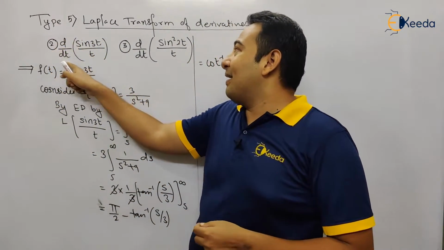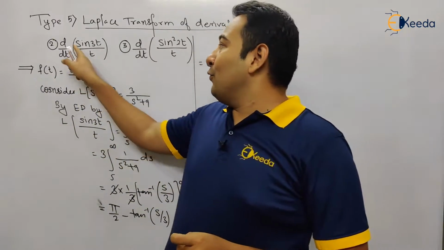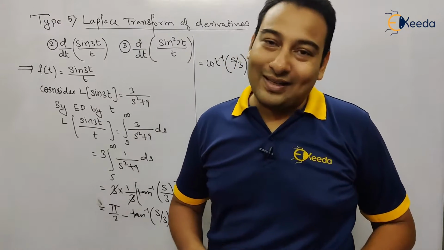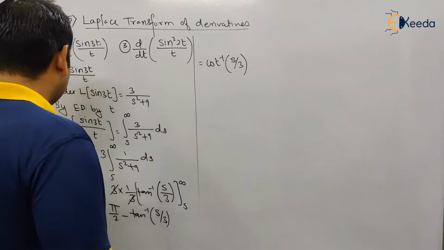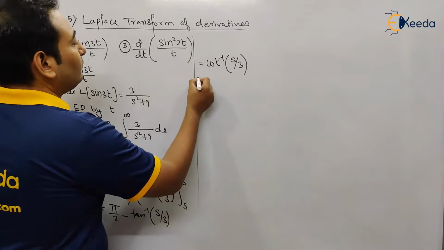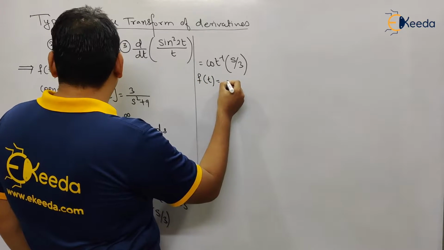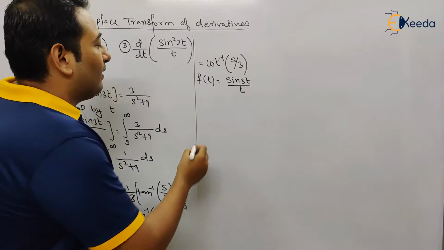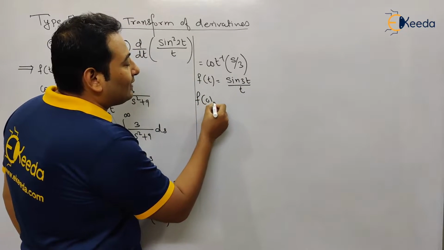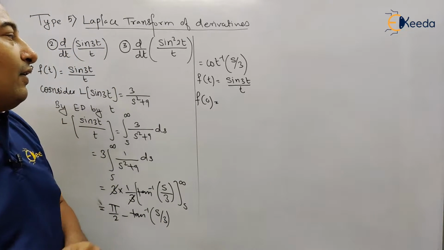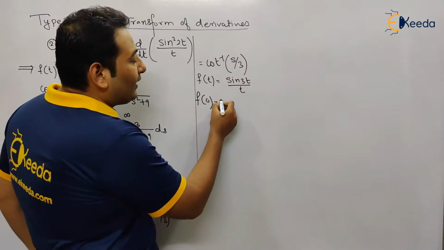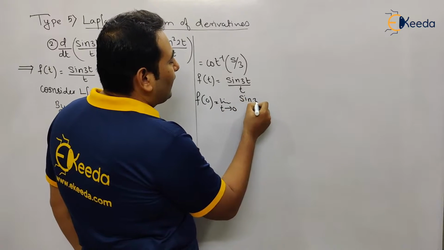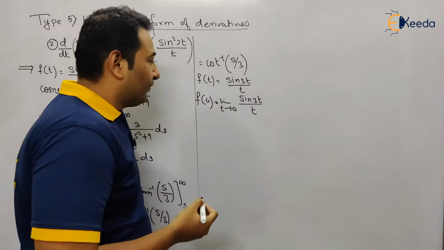Now we're going to apply Laplace transform of derivatives. And we know that for finding the Laplace transform of derivatives, we need a term that is f of 0. So let us find out that term. f of t is sine 3t upon t. We need to find out f of 0 as discussed in the last video. Finding f of 0 means we are going to take the limit, so limit t tends to 0 of sine 3t upon t.